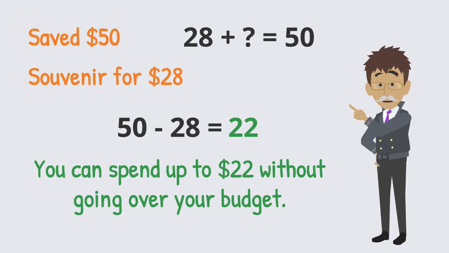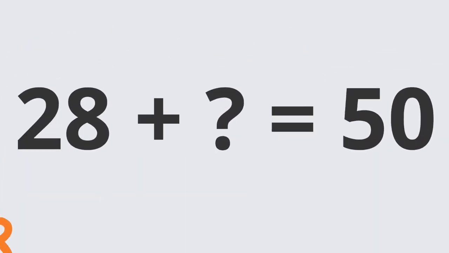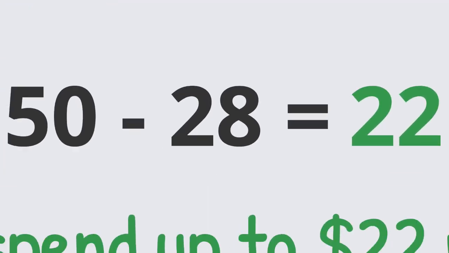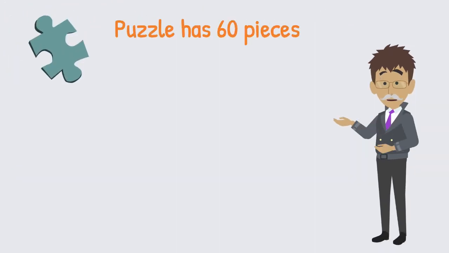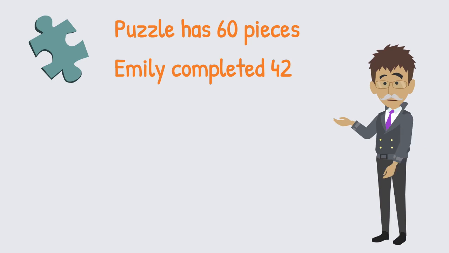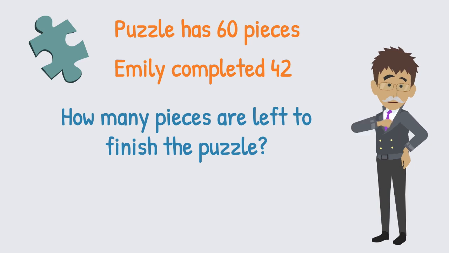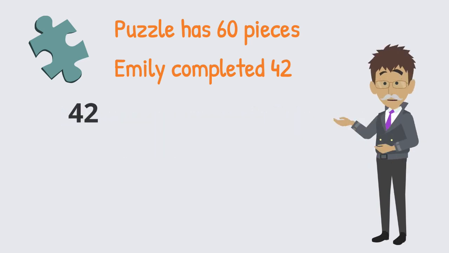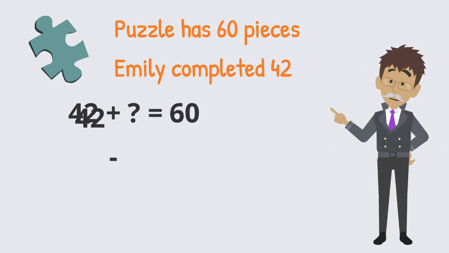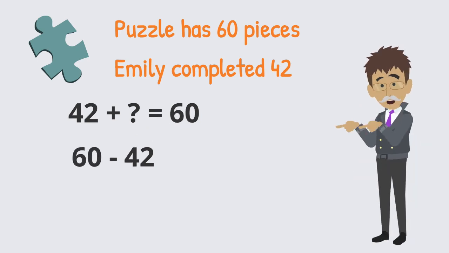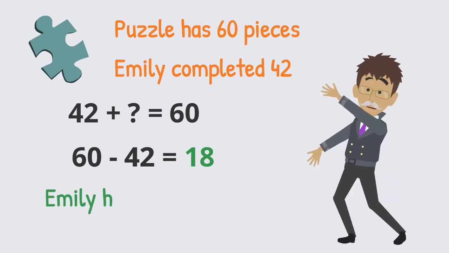I knew the sum of the cost of the souvenir and the other stuff equals $50. Thus, I could rewrite the relationship using subtraction. Emily has a puzzle with 60 pieces and has already completed 42 of them. She wants to know how many pieces are left to finish the puzzle. Emily knows the number of pieces completed plus the number left equals the total number of pieces. So she subtracts the number of completed pieces from the total number of pieces. 60 minus 42 equals 18. Emily has 18 pieces left to finish the puzzle.